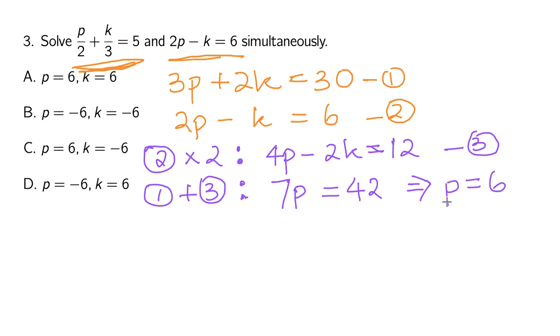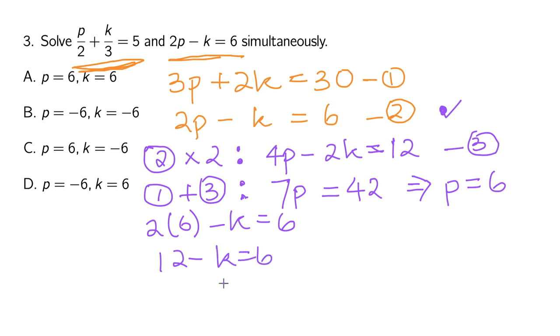Having found p to be 6, we now have to find k. We can substitute into any of the preceding equations, but equation 2 looks very attractive because we have k standing alone. So substituting into equation 2, what do we have? We have 2p, which is 2 times 6, minus k equals 6. That means 12 minus k equals 6. That means k equals 6.